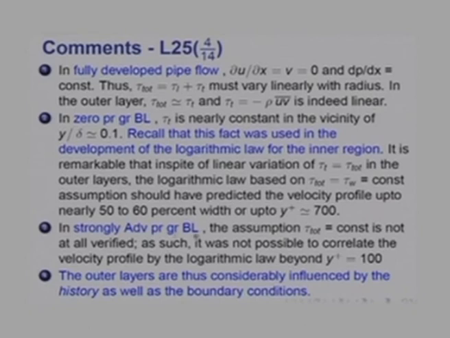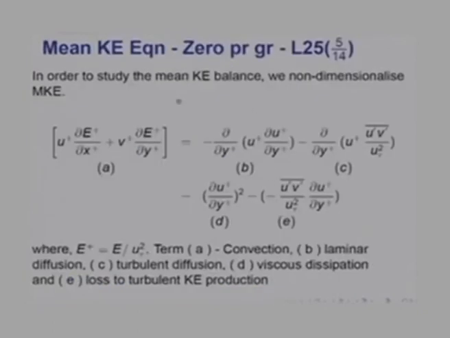In strongly adverse pressure gradient boundary layer, the assumption of tau tot equal to constant is not at all verified. As such, it was not possible to correlate the velocity profile by the logarithmic law beyond y plus of 100, and the outer layers are thus considerably influenced by the history as well as the boundary conditions, and that was our conclusion even earlier.